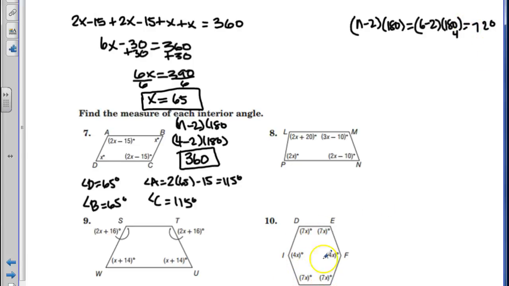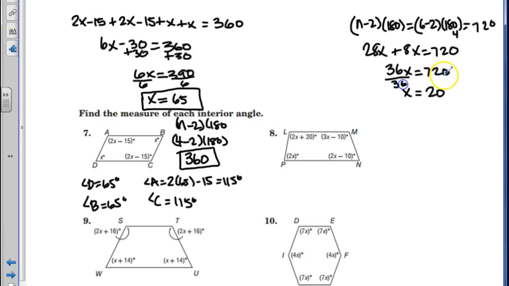So notice I have 4 7x's, which would make 28x, because 7 times 4 is 28. And then I have 2 4's, which would be 8x. Now you don't have to do that. You can line them all up and go 7x plus 7x plus 7x plus 7x, but we know that's 28. And 4 is 8. All right, so this makes 36x equals 720.